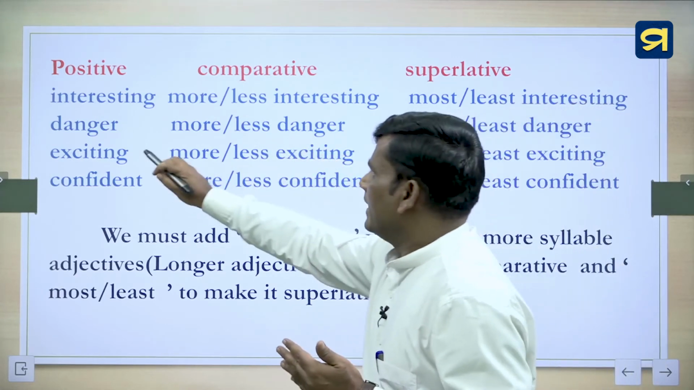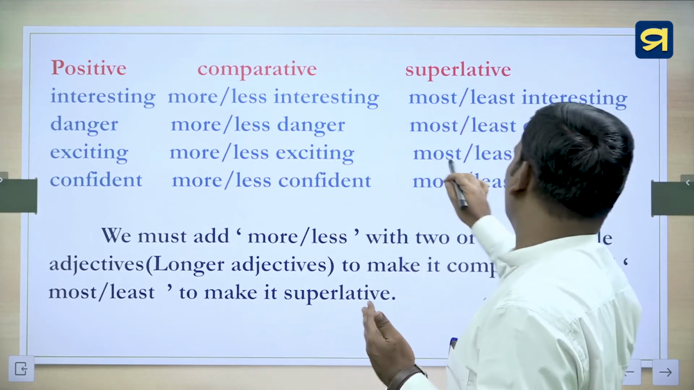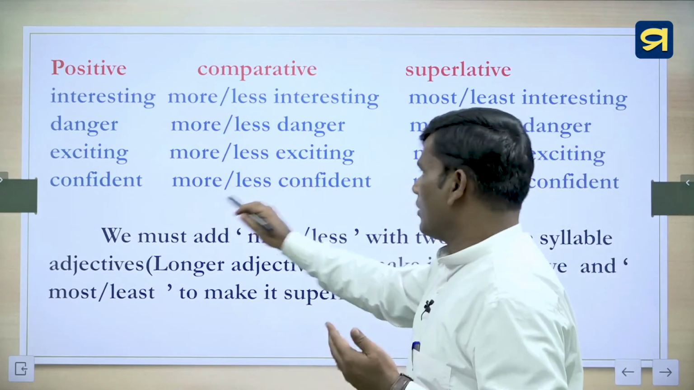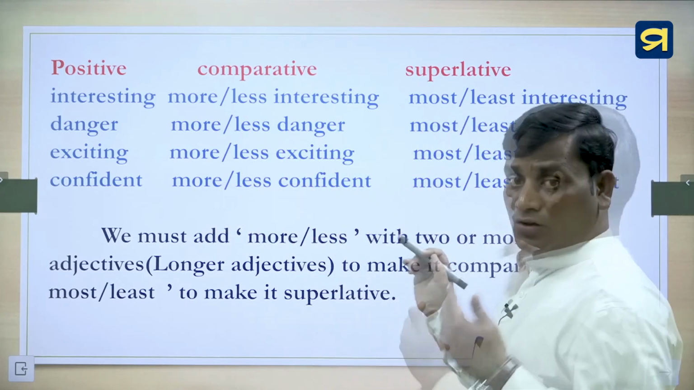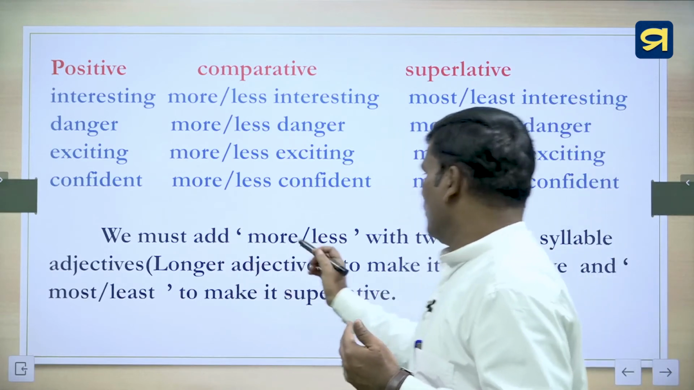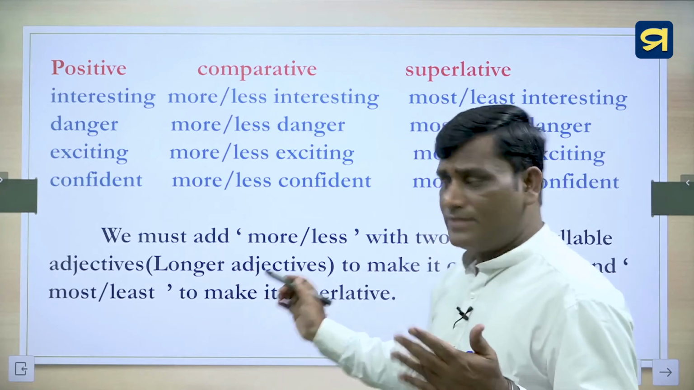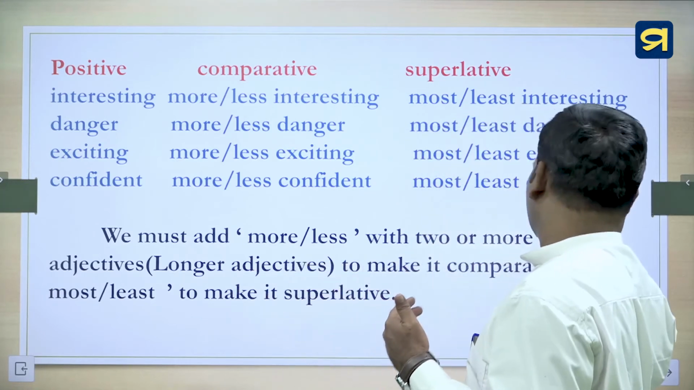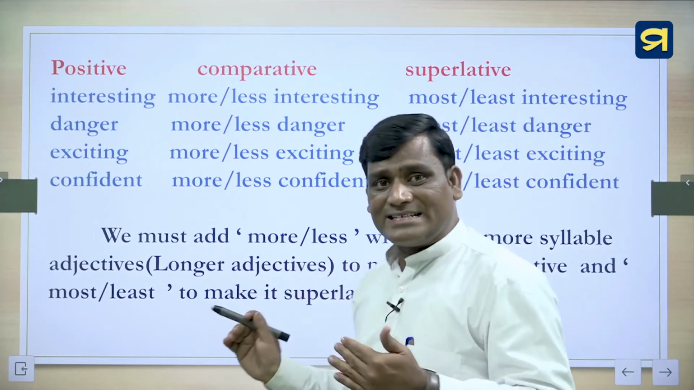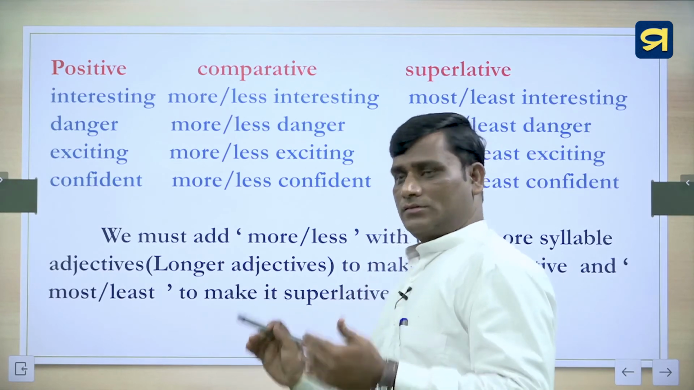In this way, exciting: more or less exciting, most or least exciting. Confident: more or less confident, most or least confident. We must add more or less with adjectives of two or more syllables, or longer adjectives, to make the comparative, and most or least to make the superlative degree. Okay, next.